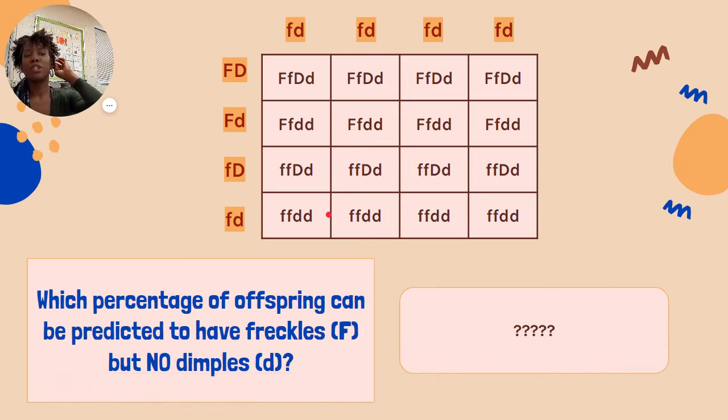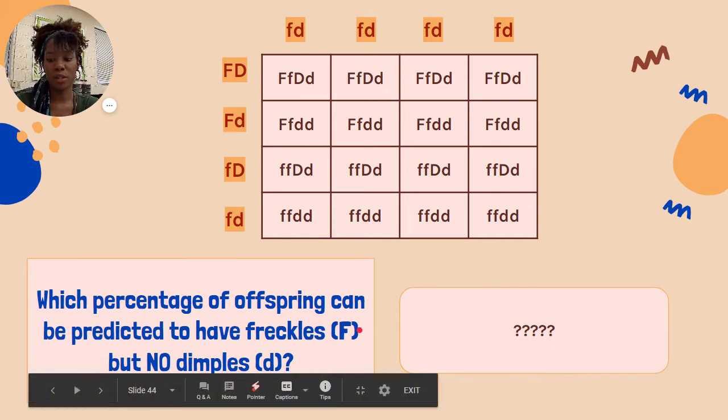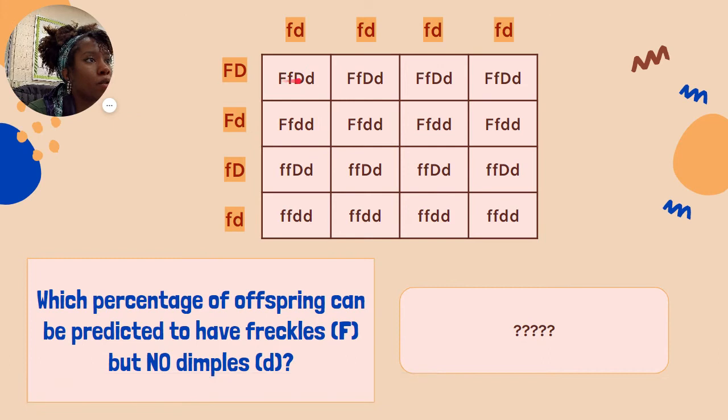All right, what percentage of these offspring are predicted to have freckles but no dimples? So we're looking for freckles, big F, and we're looking for no dimples, little d. Freckles, we already know those have freckles and dimples, so that's not what we're looking for. We're looking for freckles with no dimples. So that's going to be these 4 right here.